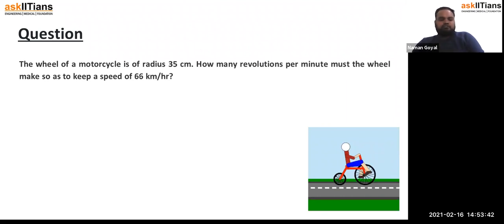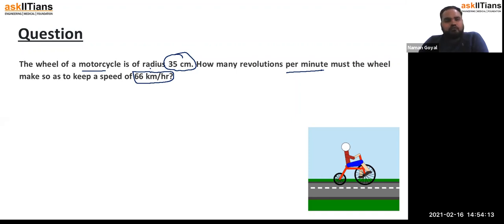Now the next question is this. The wheel of a motorcycle is of radius 35 centimeter. How many revolutions per minute must the wheel make so it keeps a speed of 66 kilometer per hour? So the question is asking, in 1 minute, how many revolutions does it take so that it keeps the speed at 66 kilometer per hour.